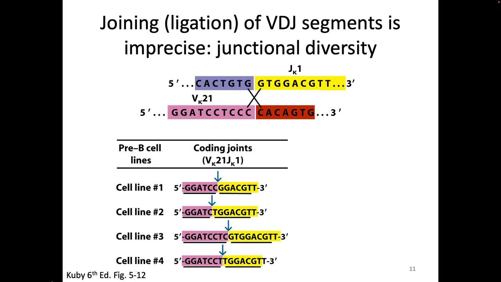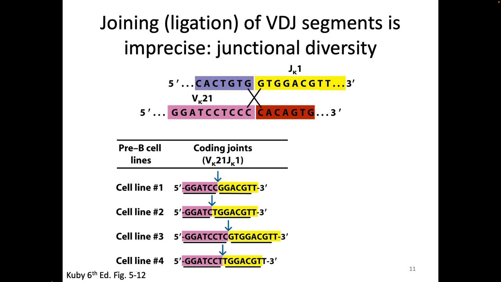So what this is showing is, here is a V. It's V kappa 21. Here is a J, J kappa 1. So this B cell has picked V kappa 21, J kappa 1 in making its light chain. And the V is in pink and the J is in yellow. This is what the sequence looks like in the original cell that we're going to cut and paste together. When different B cells make that choice and cut and paste those two together, sometimes they lose some base pairs and sometimes they add some base pairs.